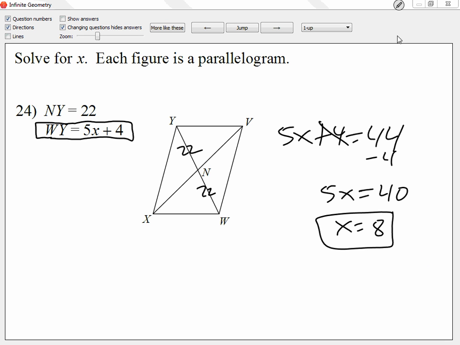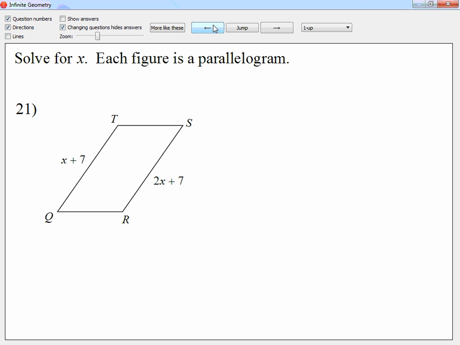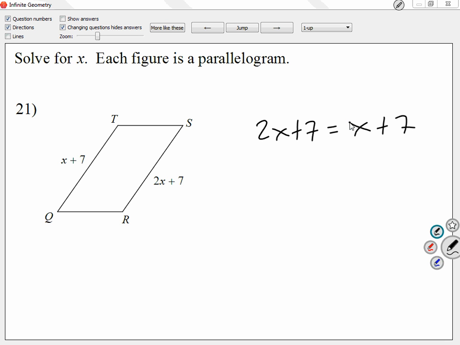21. Alright, looking at number 21, I know the two sides are equal, so I'm going to say 2x plus 7 is equal to x plus 7. The two sides are equal. Let me separate at the equal sign. My positive x on the right, let me bring it as a negative x on the left. My positive 7 on the left, let me bring it as a negative 7 on the right. Remember, I moved the letters to one side and numbers to the other.